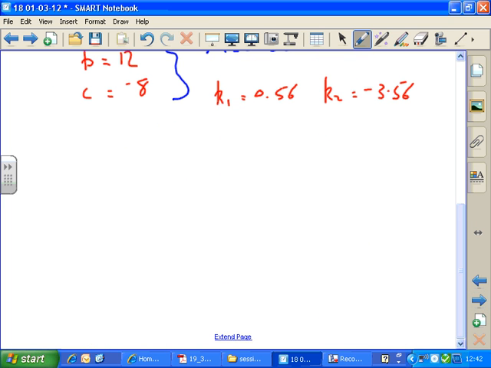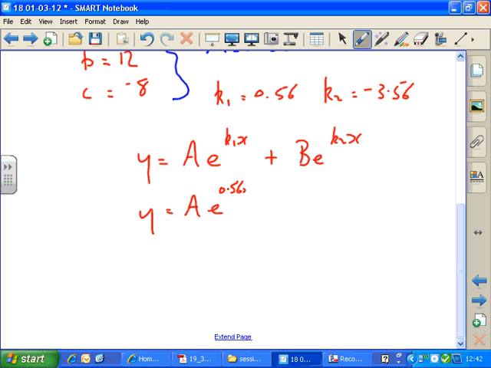It doesn't matter which way around you do it, which one you call which. The solution just has the form y equals a e to the k1x plus b e to the k2x. So it doesn't matter which one you call which. So the final solution is y equals a e to the 0.56x plus b e to the minus 3.56x.